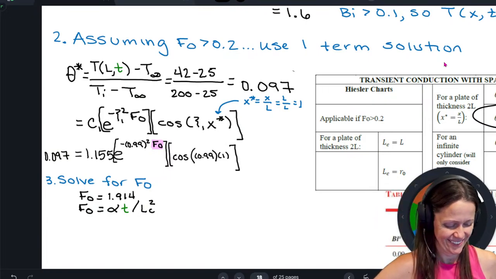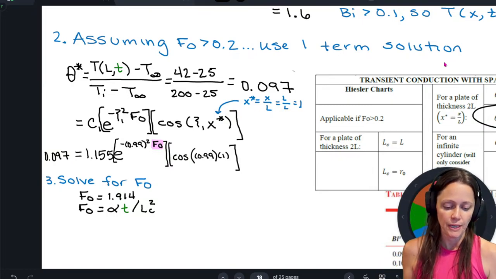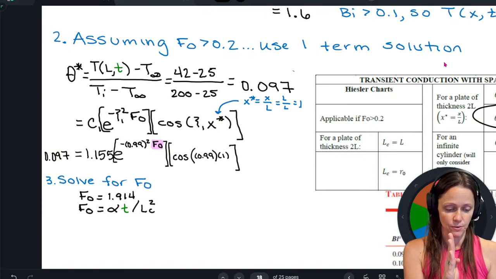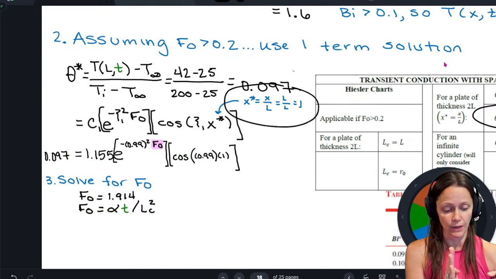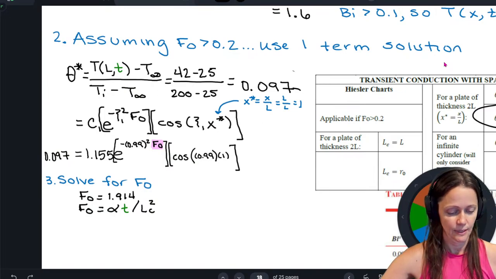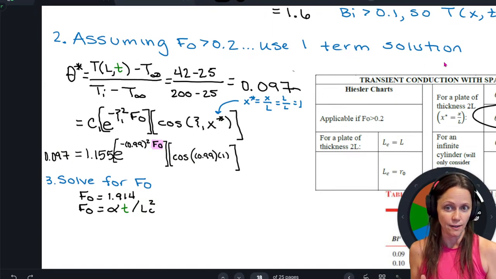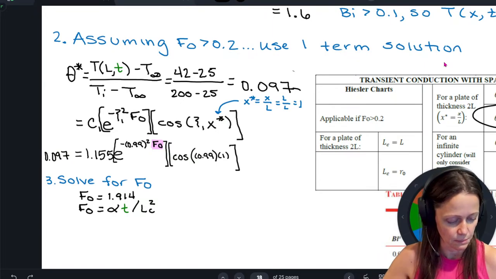So why in the previous problem did we do cosine of 0 and in this one we did cosine of 0.99 and 1? Because in the previous problem, when we calculated theta star, it was at the midline, right at x equals 0. So this would be 0 over L. So that theta star is going to be any value from 0 to 1, depending on where you are in the medium.